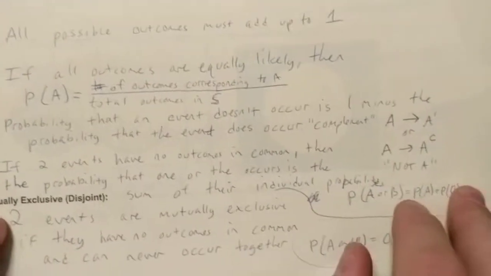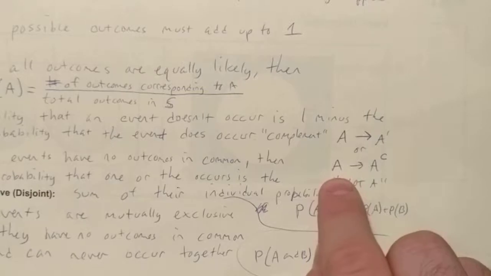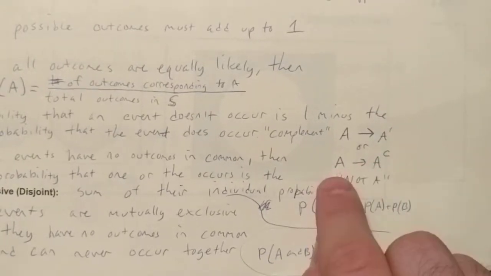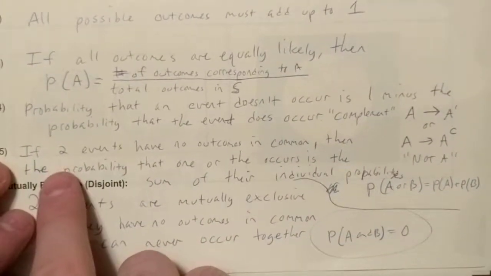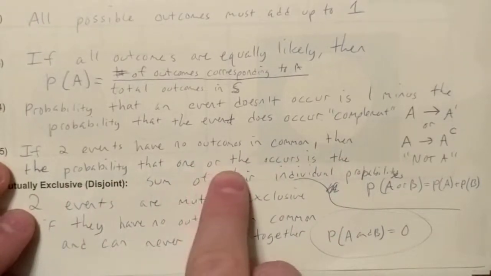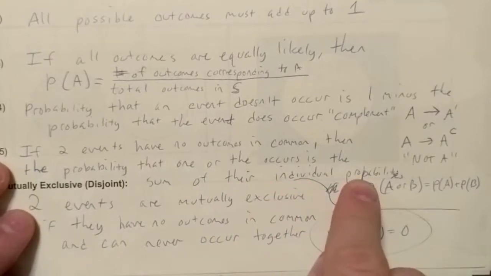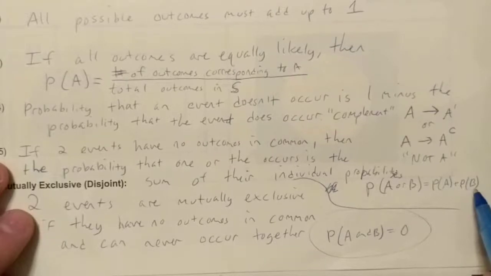We use 2 different notations for that. You can use the little apostrophe or the little c. It means not A. So you can read that, you don't have to say A apostrophe or A c, you just say not A. Or complement of A is also appropriate. If 2 events have no outcomes in common, then the probability that one or the other occurs is the sum of the individual probabilities. So P of A or B is just P of A plus P of B.